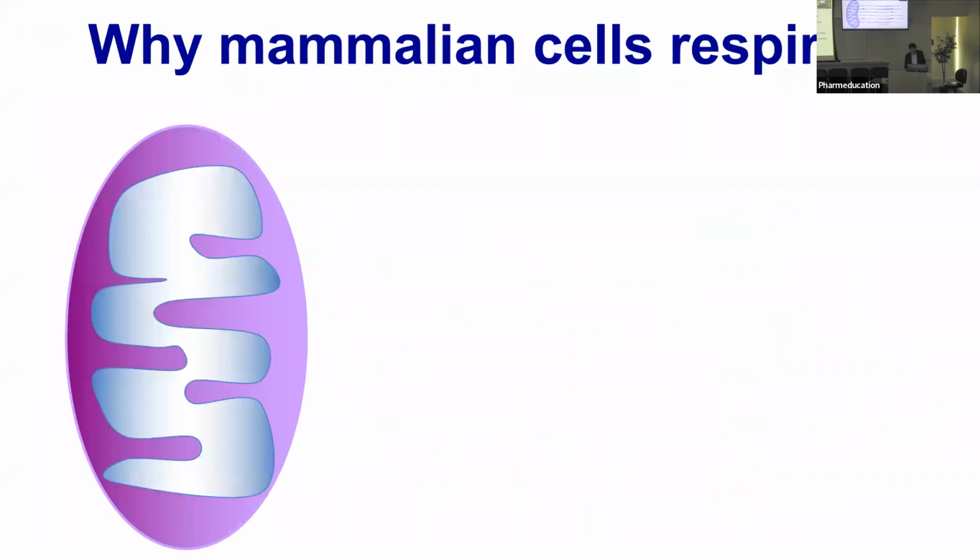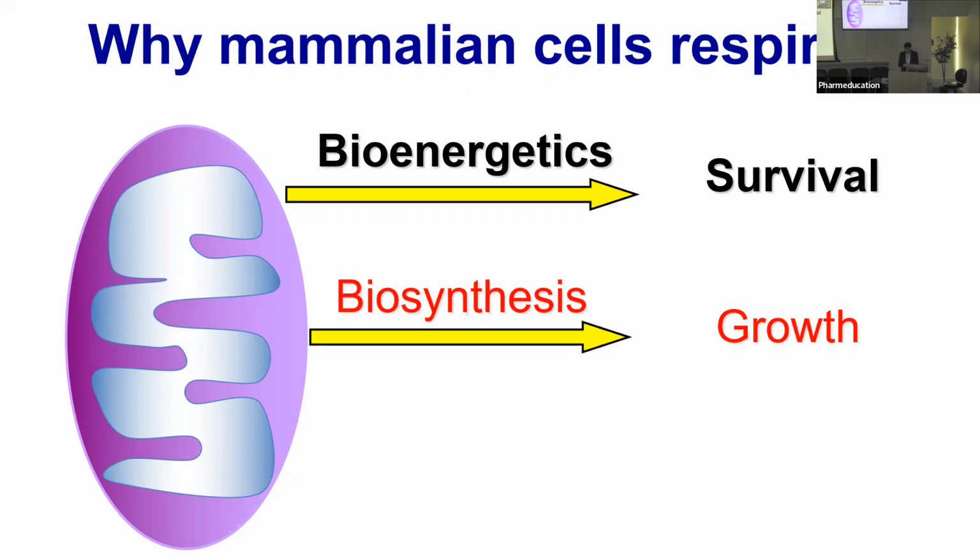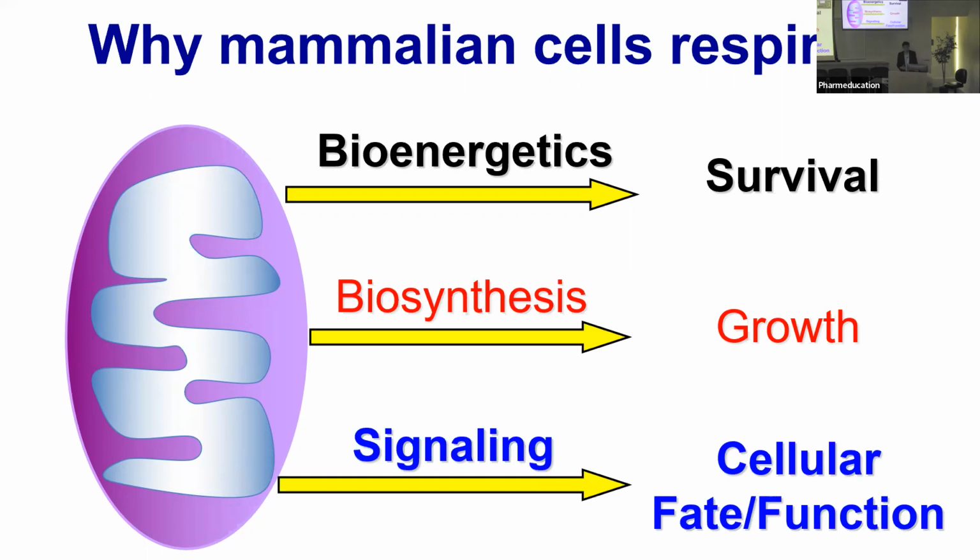And this is where you can fall asleep after this. If you ask me why a mammalian cell respires, I would have told you bioenergetics, they need it for survival, although in many systems, glycolysis can sustain ATP for survival. The other one, really through our cancer work, we've shown over and over that it supports growth by generating macromolecules. And the last one is signaling, and all these signaling cascades can then dictate cellular fate and function. And this is what I want to highlight today with two different examples.